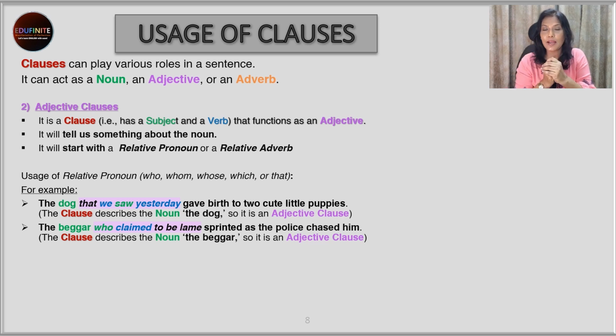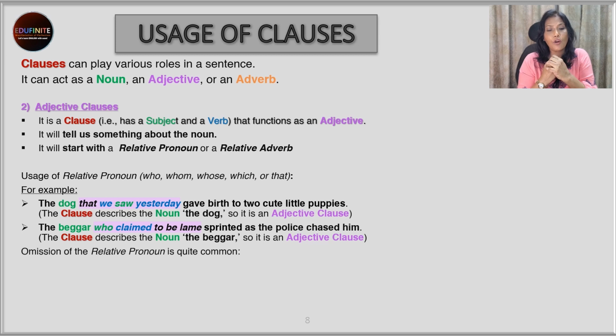So then I come to realize the beggar was trying to con me. So the beggar who claimed to be lame sprinted as the police chased him. Over here, who claimed to be lame, this clause is the adjective clause. Why? Because it is describing who claimed to be lame. Who claimed? The beggar. So it is describing the noun, the beggar. So that's an adjective clause.